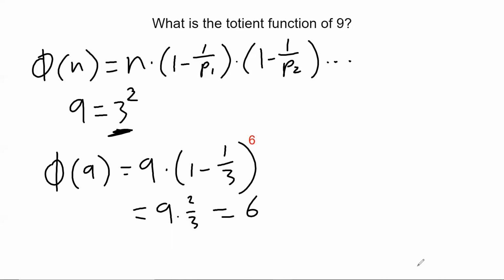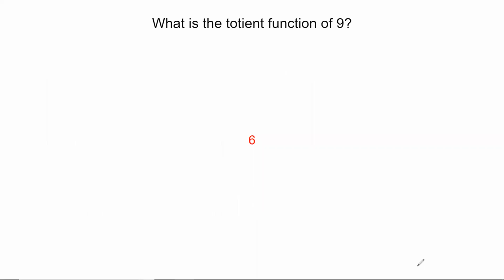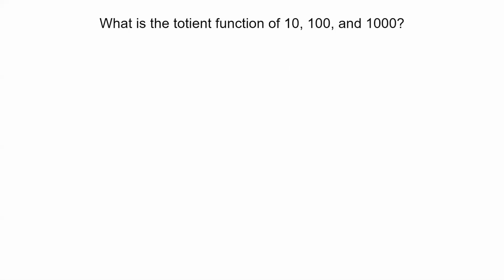So is everybody kind of getting the hang of how to do this? It is kind of a challenging topic. It's not typically seen on AMC 8 and MATHCOUNTS, but it's useful to know for the future. So, okay, let's try this problem. What is the Totient function of 10, 100, and 1000? So this is like a 3-in-1 problem.